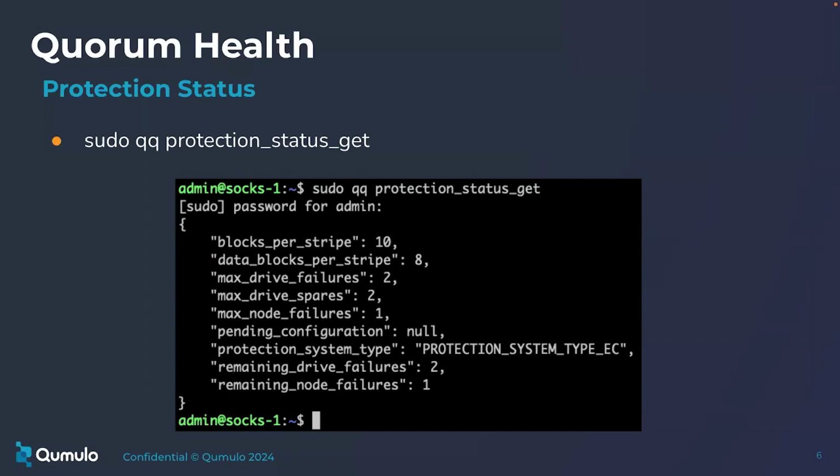So in this case, I have a 6-4 encoding scheme. I can handle 2 drive failures at any given time. Now, that is cluster-wide. It's not per node. It is cluster-wide. But as you get into higher encoding schemes, like I said, 8-5, for example, that would be a 3 drive failure out there. A 20-16 would be a 4 drive failure.